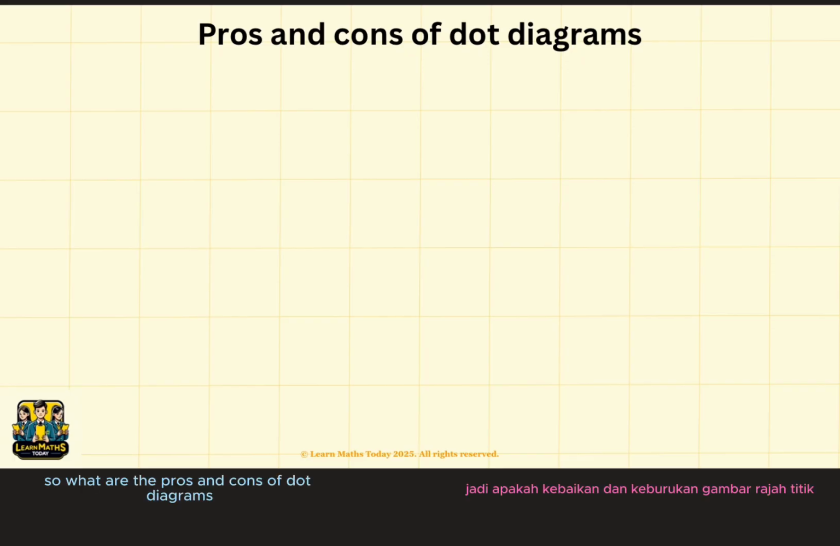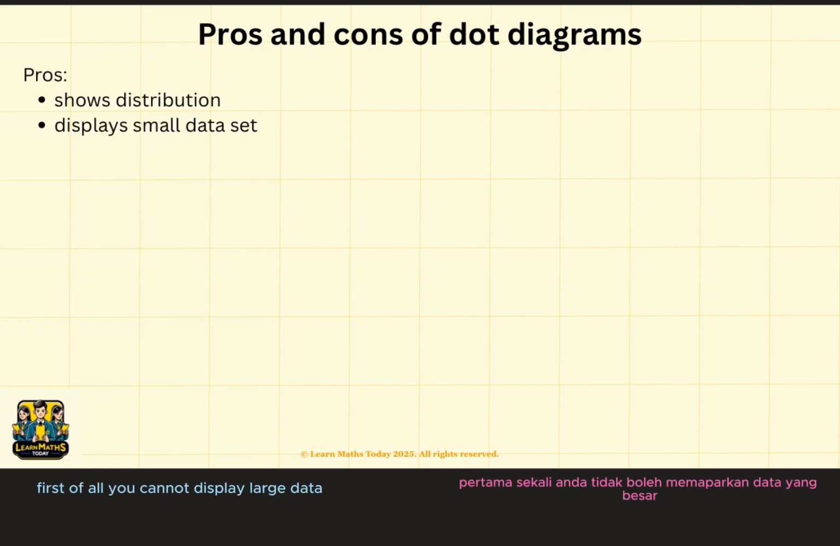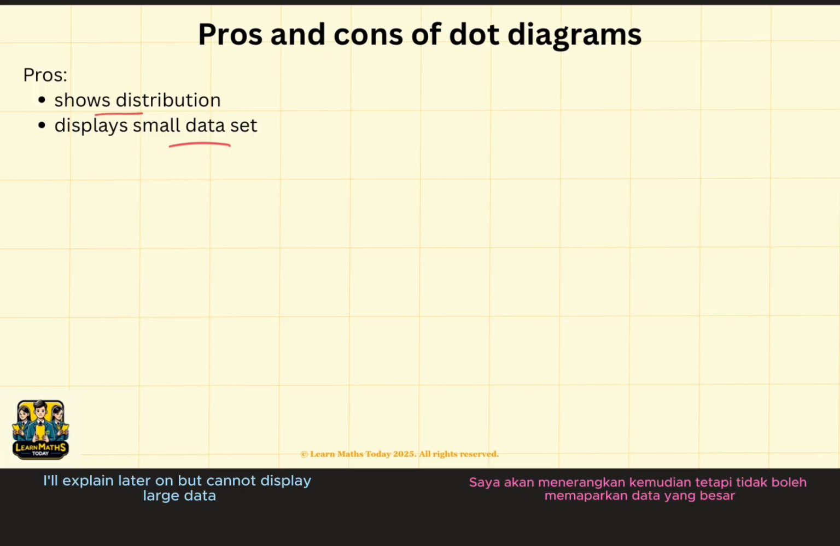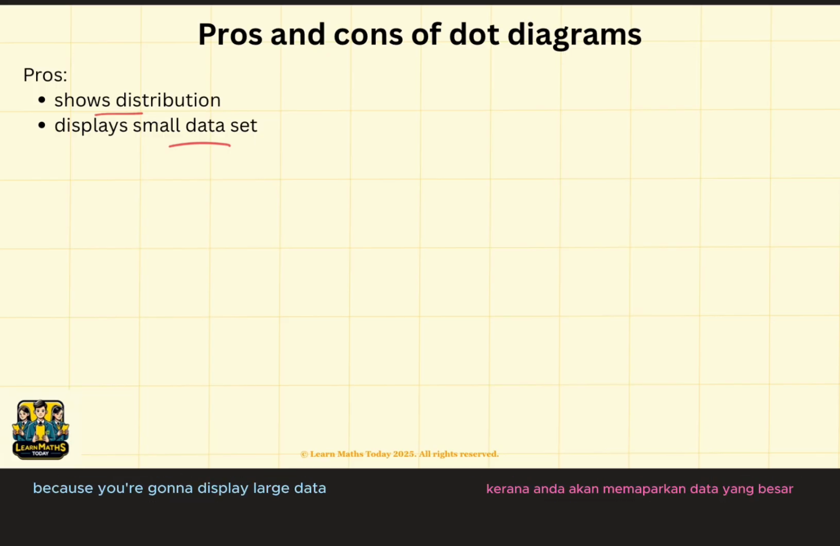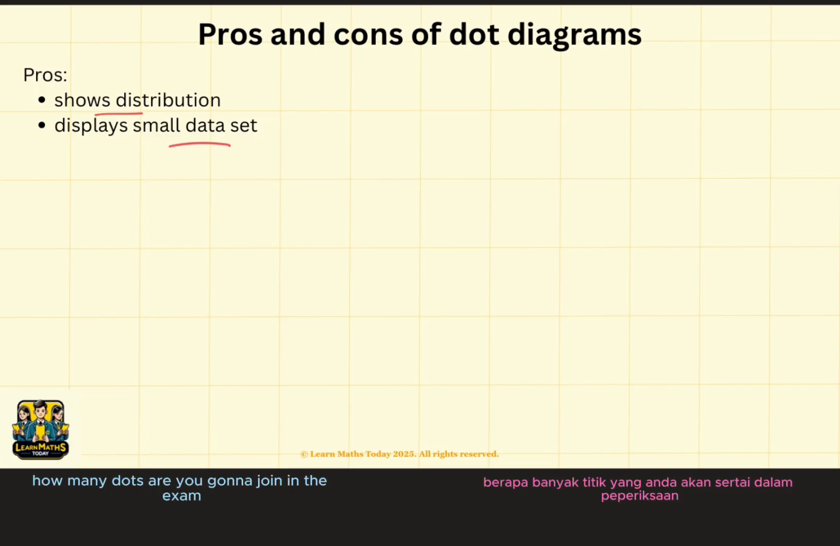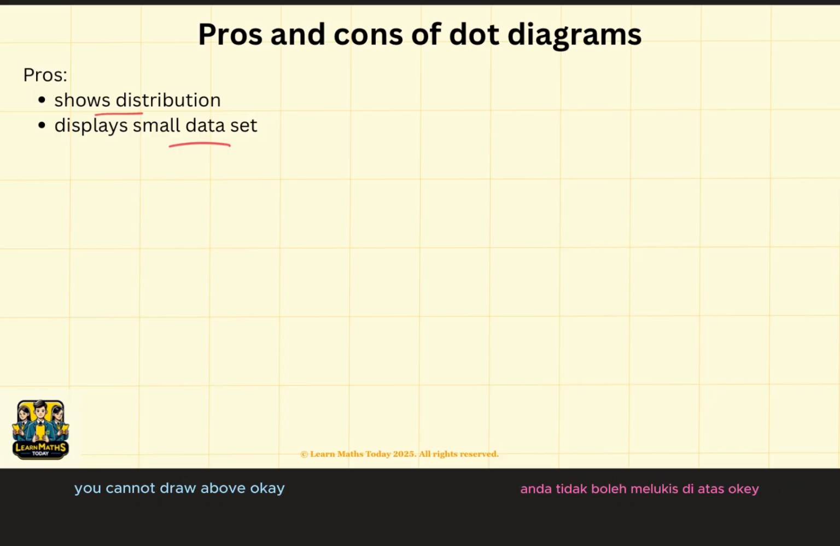So what are the pros and cons of dot diagrams? First of all, you cannot display large data, and you can only show distribution. I'll explain later on. You cannot display large data, because if you have too many frequencies, how many dots are you going to draw in an exam? You can't possibly draw over 1,000 dots. The maximum you can go is probably 30 to 40 dots.